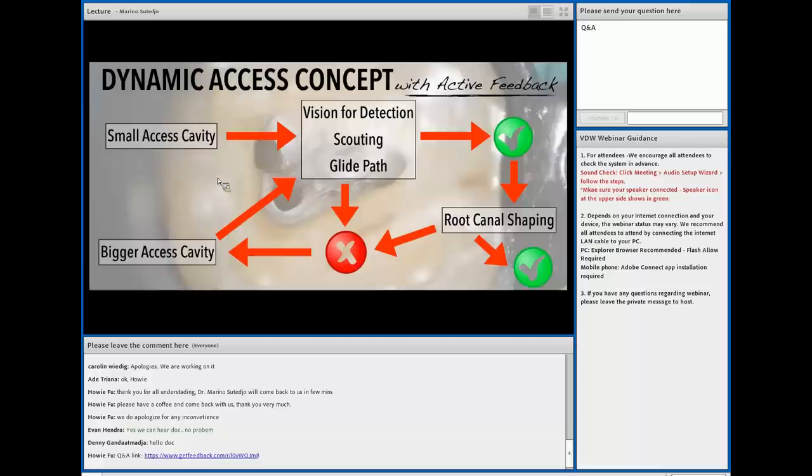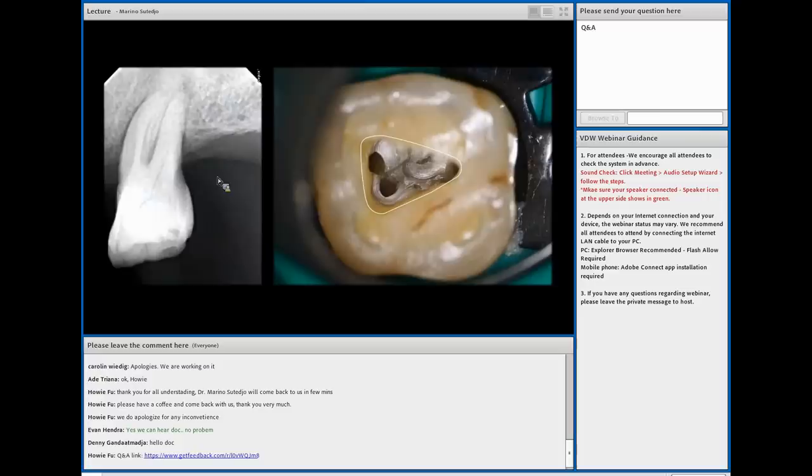But of course, a smaller access cavity, or minimally invasive access cavity, is now our priority, but we should not be trapped by the concept that we have to make it as small as possible. We need to make it as small as practical.